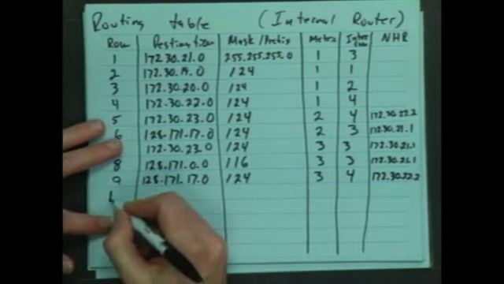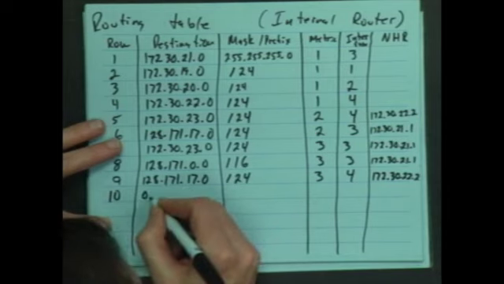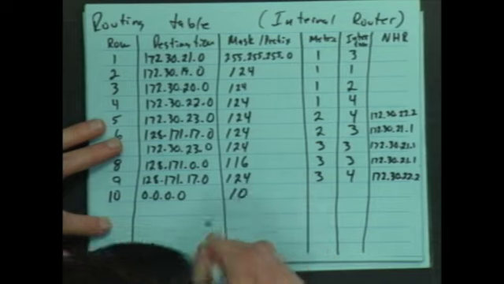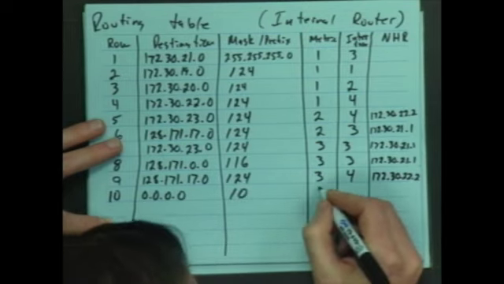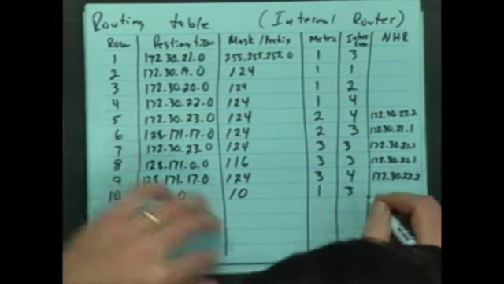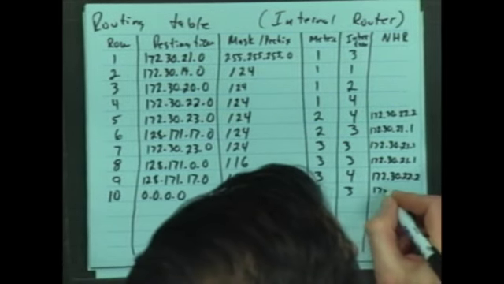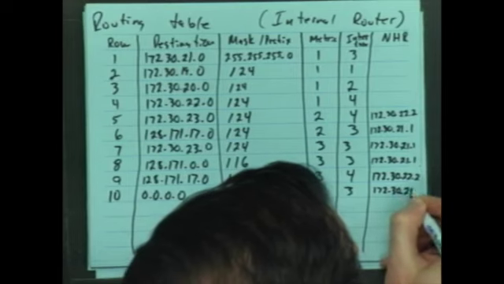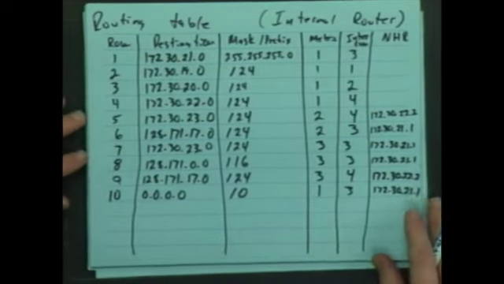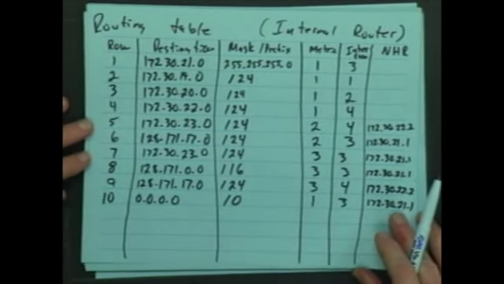And then finally row 10, 0.0.0.0. This one is a /0. Metric is 1. Interface is 3. And this is 172.30.21.1. Oh, I did have that right. All right. Sorry, I thought I had my notes messed up. Okay, so here's our whole routing table, and I will be referring back to this.